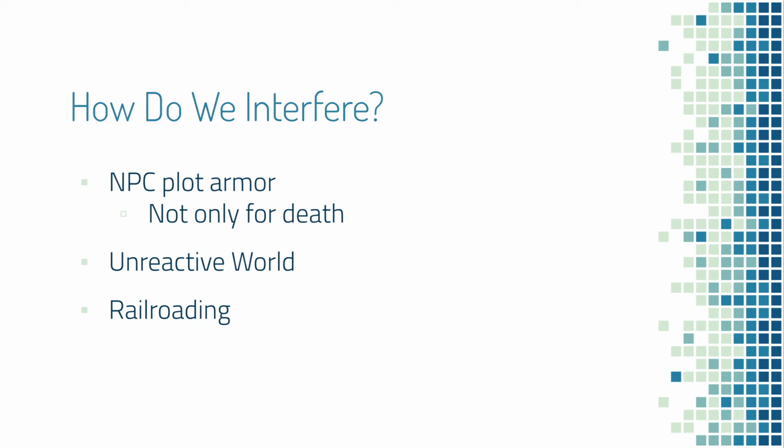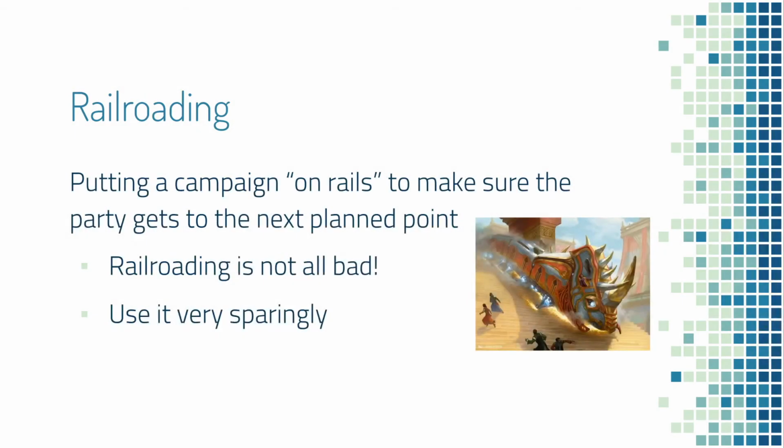Having an unreactive world does limit their freedom. It means that the actions that they take aren't affecting the world around them. That means that they don't actually have the collaborative storytelling say in the world of this campaign. And then finally, railroading. And let's get into railroading.